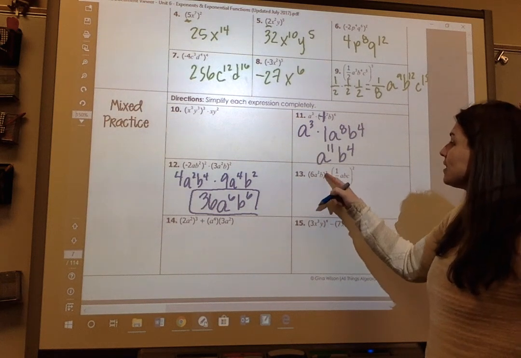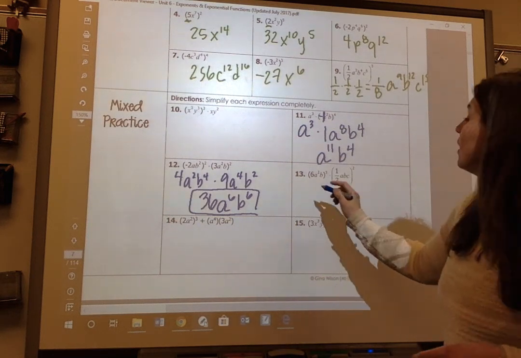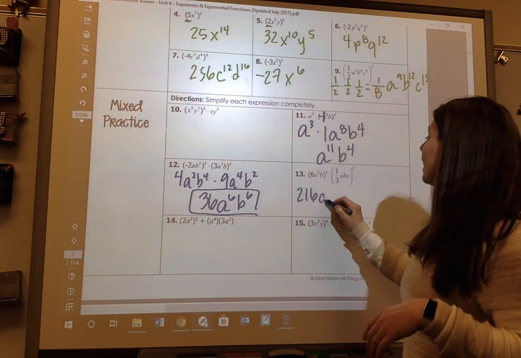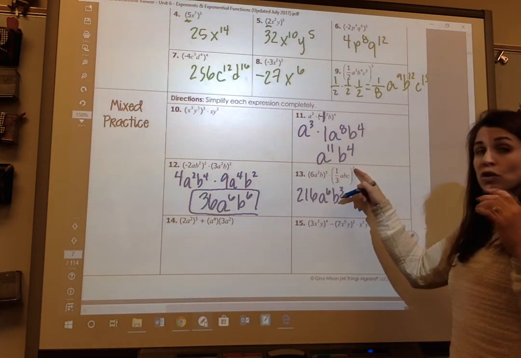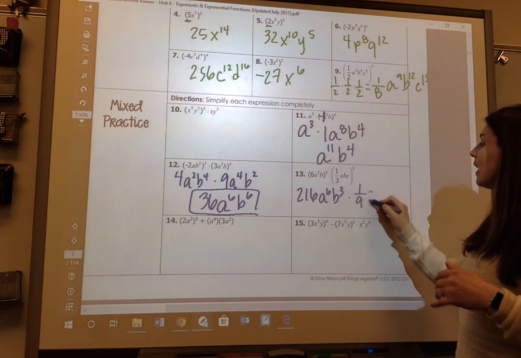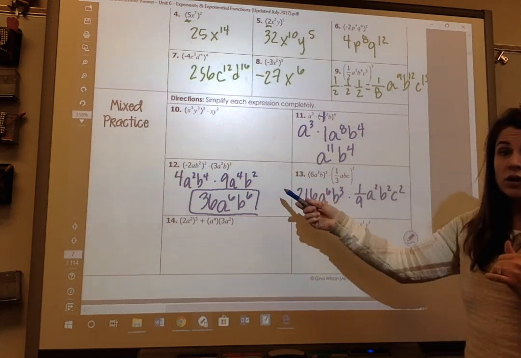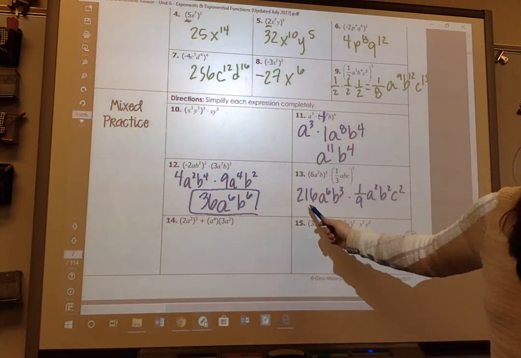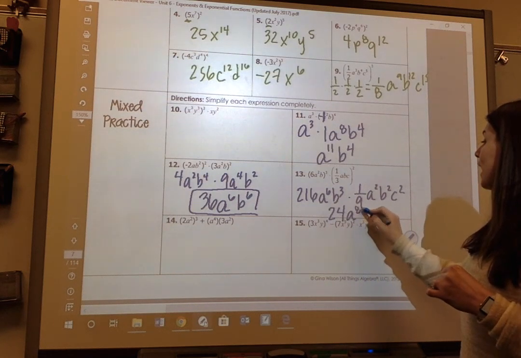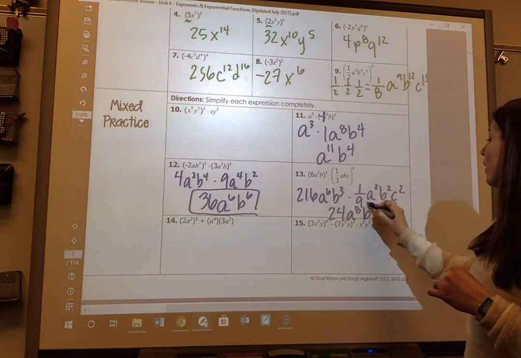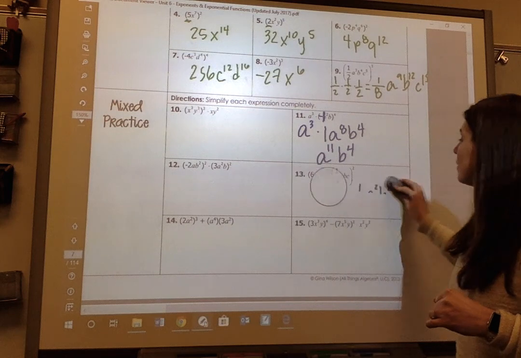Number 13, 6 cubed is 36 times 6. 36 times 6 is 216, and I get a to the 6th, b to the 3rd. Times 1/3 squared is 1/9, and I get a squared, b squared, c squared. Now remember, I can cross multiply. 2, 16, and 9 cancel out to give me 24, and then I can add my exponents. A to the 8th, b to the 5th, c squared. Okay? I'm going to erase that so we can see the next part.